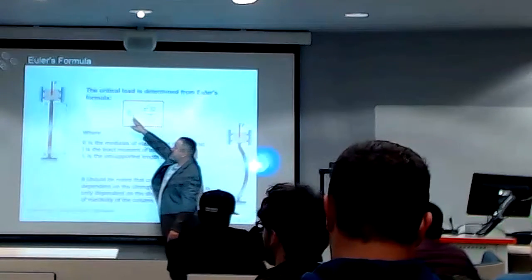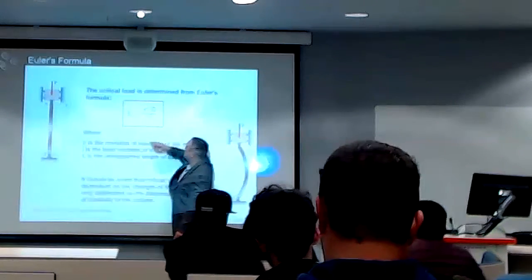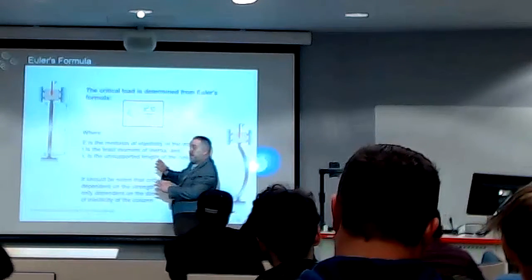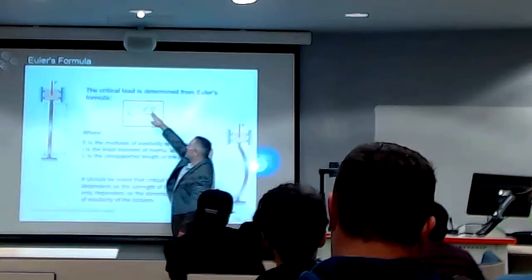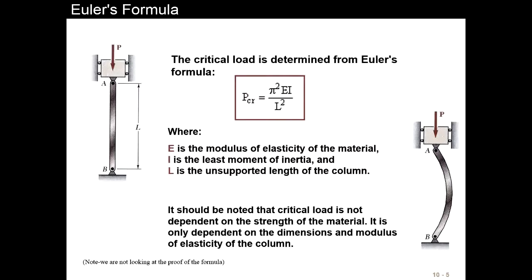So what we have is our critical load equals pi squared times by, and it's the two stiffness factors that stop deflection, so it's our E value and our I, and then it's divided by L squared. Now make a note that this L is the effective length. Okay, so write L effective.